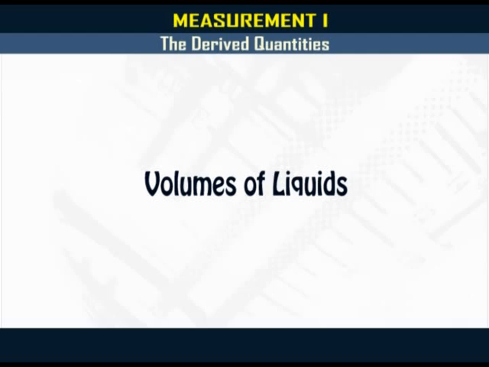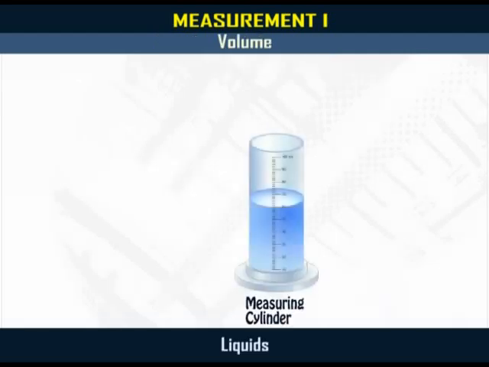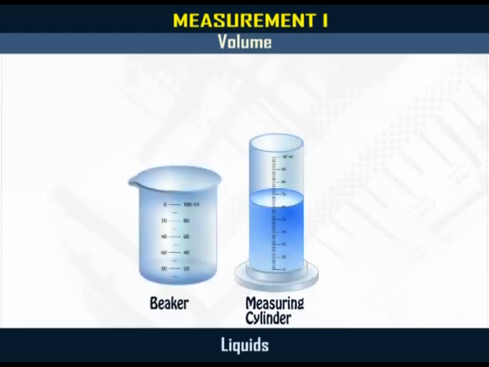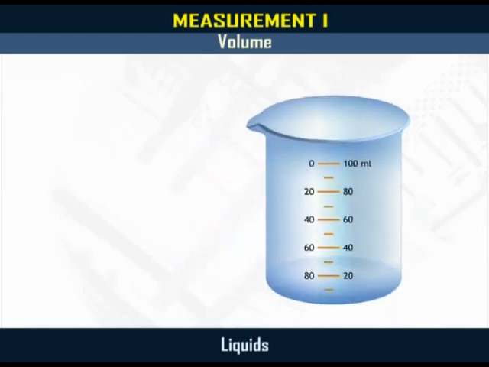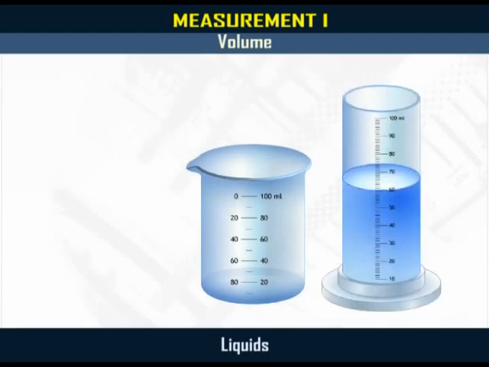Volumes of liquids are usually measured using graduated cylinders, although beakers, burettes and pipettes are also used. Each of these instruments is graduated with markings. All the lines are called the scale. Each line is a division or a graduation, and only some of the divisions are marked. Some of these instruments are more precise than others.